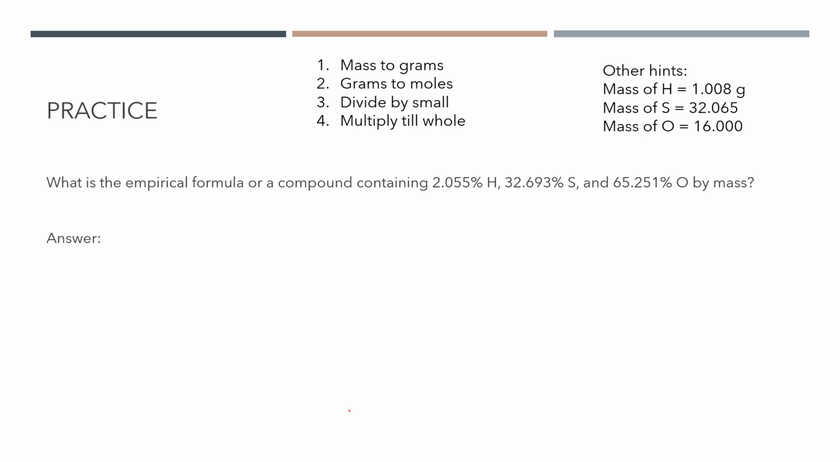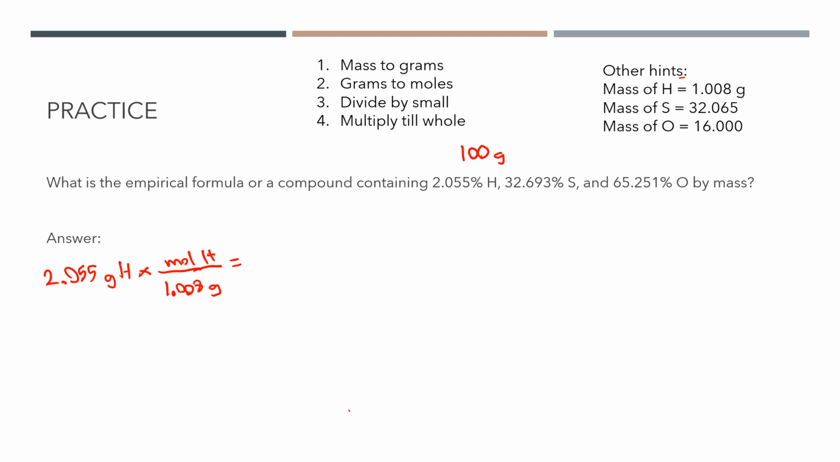All right, so I have a practice problem here for you. I invite you to pause the video and try that on your own, and then we'll come back and discuss it. All right, so now I had a moment to go through it. Let's see how we'd go through it. First, let's assume that the whole thing is 100 grams because then it makes the percentages nice and easy. So if we had 100 grams, then 2.055% of 100 would be 2.055 grams of hydrogen. We want to know how many moles of that would be, so we divide that by 1.008 grams per mole of hydrogen.